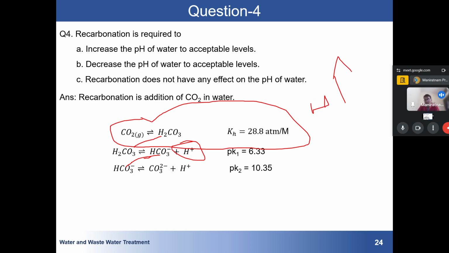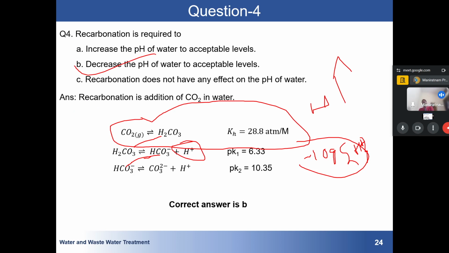And what was the definition of pH? The definition of pH was minus log to the base 10 of the activity of H plus. Now this H plus is increasing, which means this overall quantity will decrease, which means the pH will decrease. So the correct answer will be P, the decrease in pH to an acceptable level.